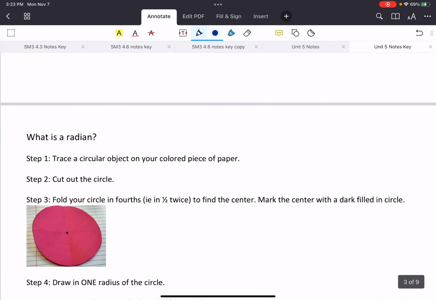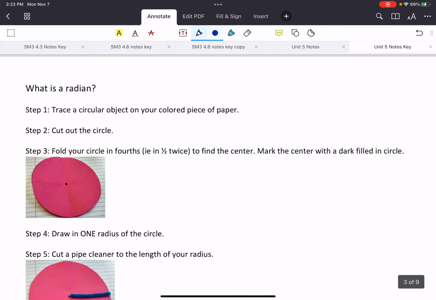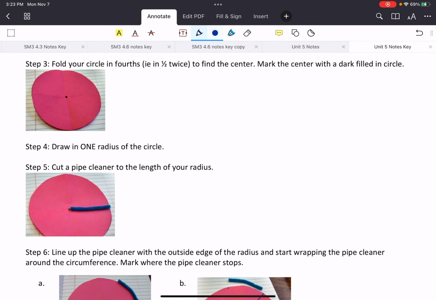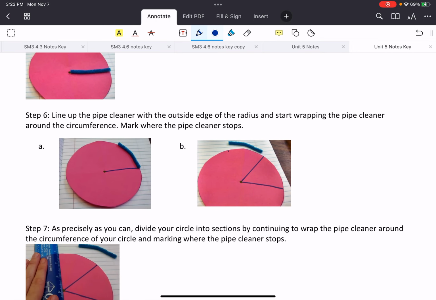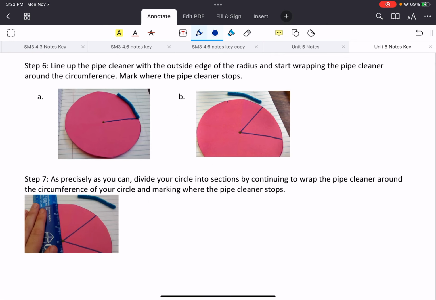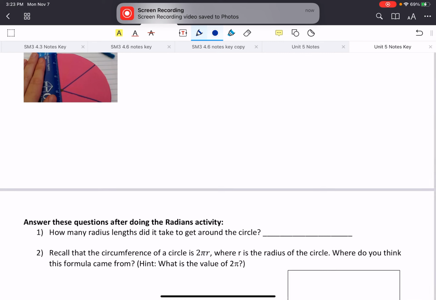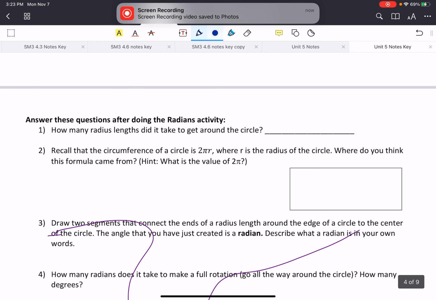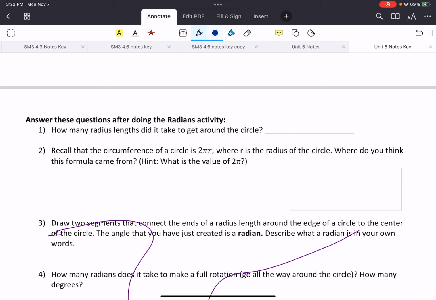Okay, so we did a little lesson about the radians. We made a circle and we used pipe cleaners to measure the radius all around the edge. When we did this, we discovered that we were able to go around the edge with the size of the radius 6 and a little more times.